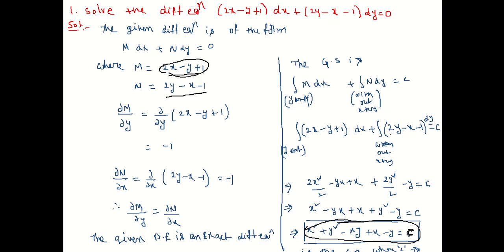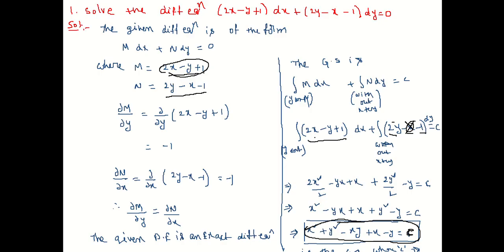This is one term, this is one term, this is one term. In the 2y there is no x, so we should consider it. Here x is there, so we should not consider it, you cross it out. In the minus 1 there is no x term, so you have to consider it. Now integrate this M dx.